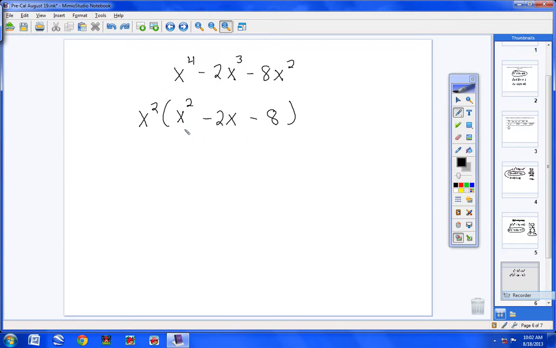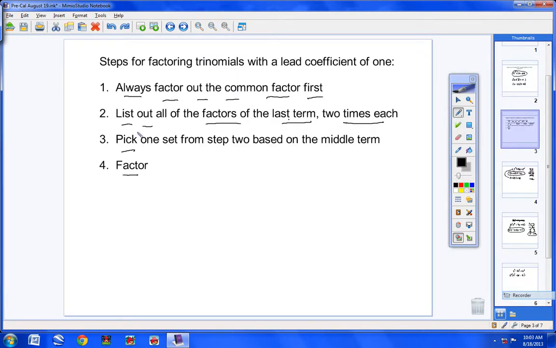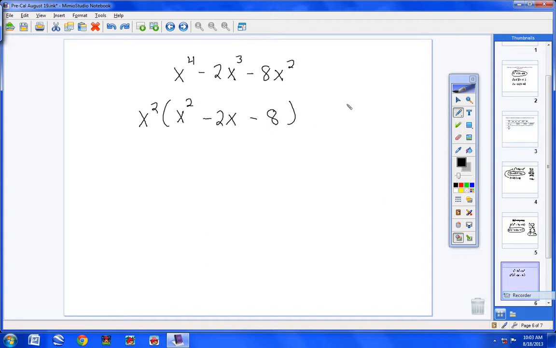Now, look at what you're left over with on the inside. Look, we have a trinomial, 1, 2, 3 terms. We have a trinomial with a lead coefficient of 1. And that's what we're doing today. We're factoring trinomials with lead coefficients of 1. Okay, step 1 said factor out what's common. We did that. Step 2 says list out all the factors of the last term. So what's your last term? Negative 8. So let's list out all the factors of negative 8 right here. Be sure and do each one 2 times. So 1 times 8, 1 times 8. 2 times 4, 2 times 4. Ooh, hold it. All the other problems had a positive last term. This one's got a negative last term.